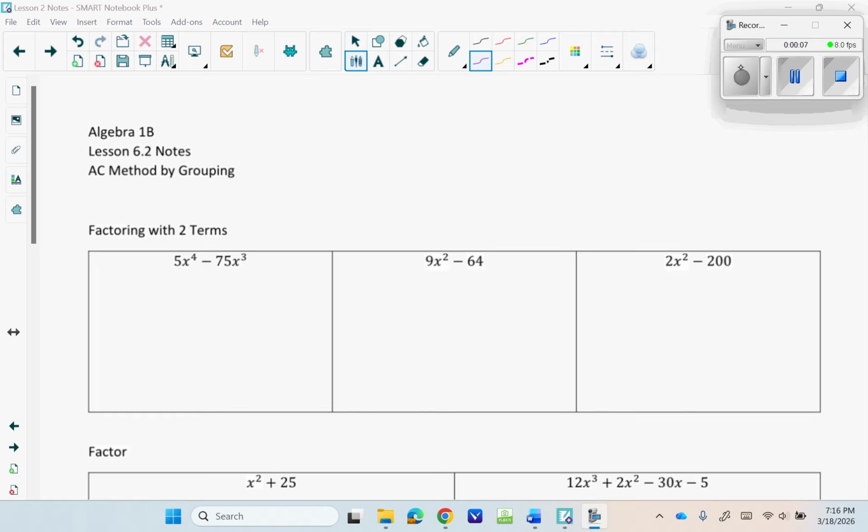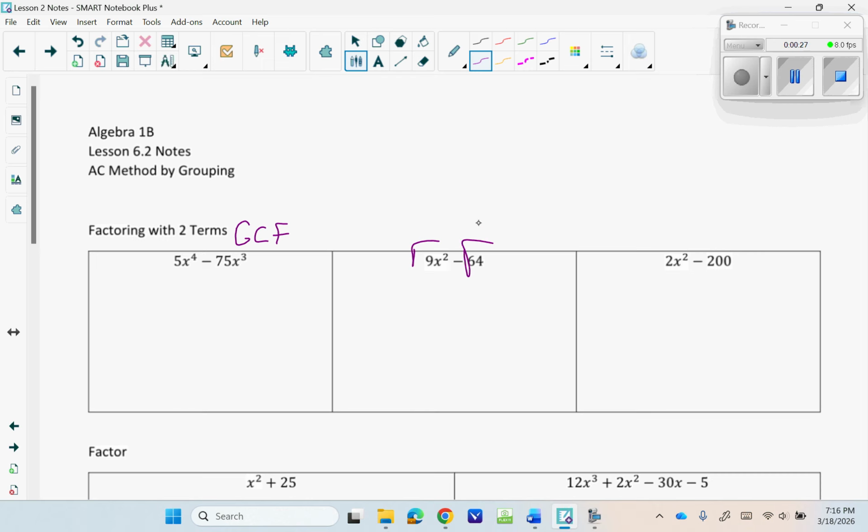We're talking about factoring with 3 terms today. Yesterday we talked about factoring with 2 terms and 4 terms. And so with 2 terms, you can either use GCF or you can square root. And really that's all you can do.